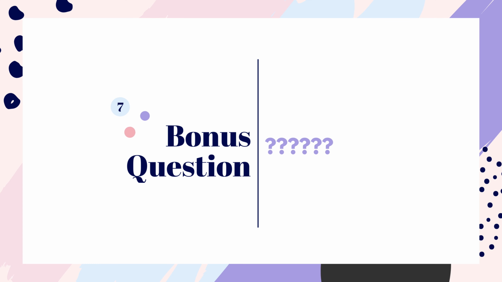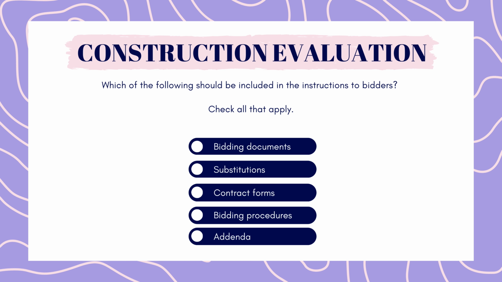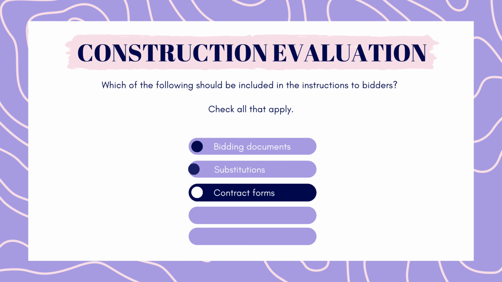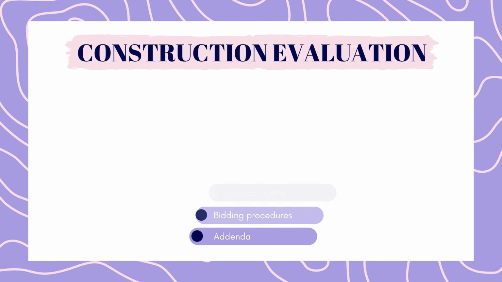Now on to our bonus question. Which of the following should be included in the instructions to bidders? Check all that apply. Bidding documents, substitutions, contract forms, bidding procedures, addenda. Pause to answer. The correct answer is bidding documents, substitutions, bidding procedures, and addenda.